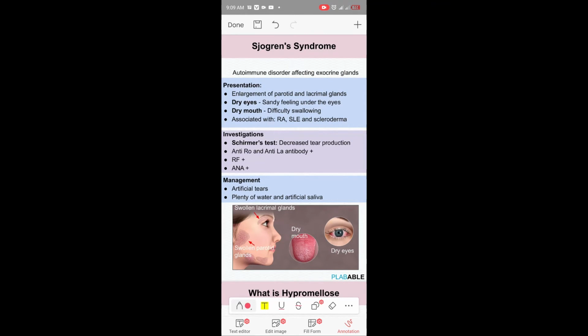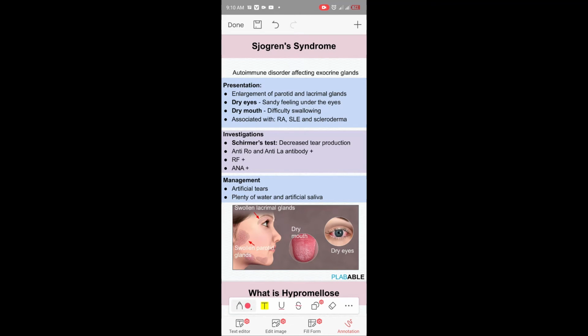Now comes Sjogren syndrome. Okay, let's go to Sjogren syndrome. That's an autoimmune disease of the exocrine glands. Actually, it is characterized by lymphocytic infiltration of exocrine glands, resulting in xerostomia and dry eyes. So there's enlargement of the parotid and lacrimal glands, dry eyes, and dry mouth, associated with rheumatoid arthritis, SLE, and scleroderma.